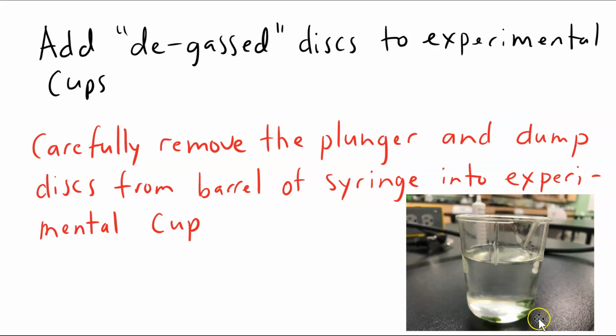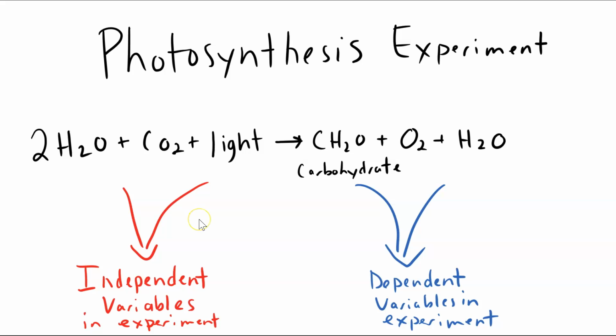This is a successful run where all of them stayed at the bottom of the cup. Sometimes you'll see some floaters. Remove those from the experiment and make sure that you have 10 fully sunken discs at the bottom of your experimental cup. Going back to this overview slide, we can see here that we're supplying all the necessary reactants for photosynthesis in this experimental setup.